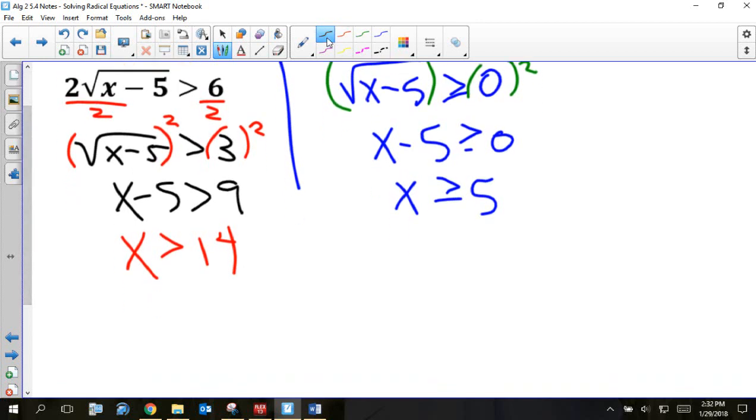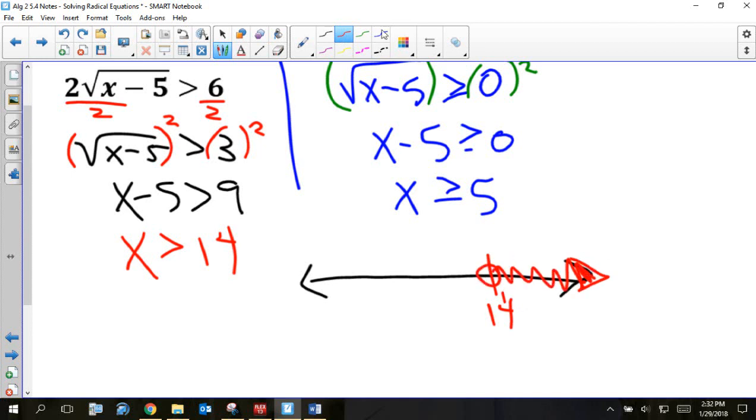So do we have to do the number line every time? No. Can you figure this one out without the number line? I don't know. My first part is that it's greater than 14. That is an open dot at 14, and it's greater than. The second one is at 5, a closed dot, and it is also greater than.